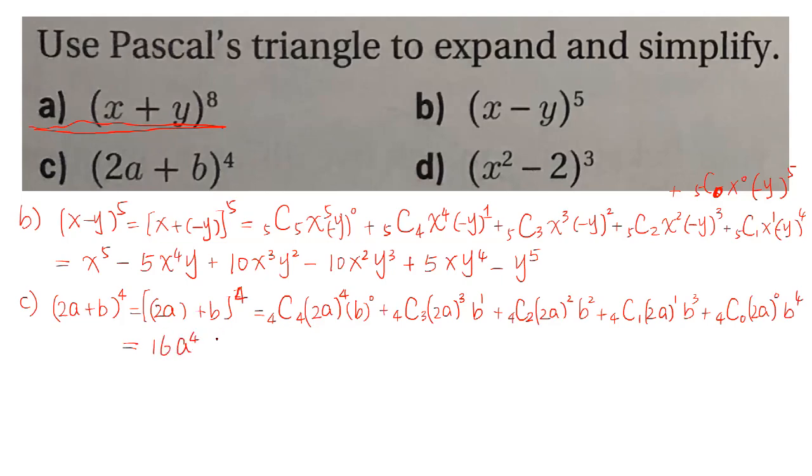16a^4 plus 32a^3 b plus 24a^2 b^2 and 8a b^3, and the last term is b^4. Okay, D.